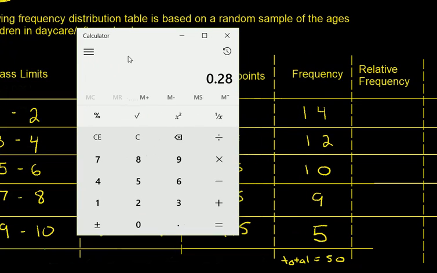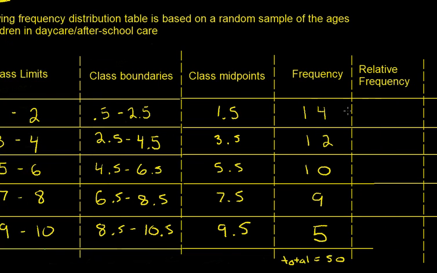We'll go ahead and pull out a calculator. The way you'll calculate this is you'll take 14 and divide that by 50. So 0.28 of the observations are coming from the first class. Now usually relative frequency is reported as a percentage, so you can take that and multiply it by 100 to get the percentage. So 28%. I'll take that, and this will be 28%.